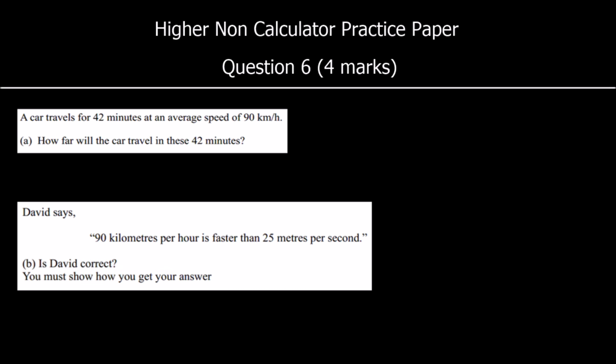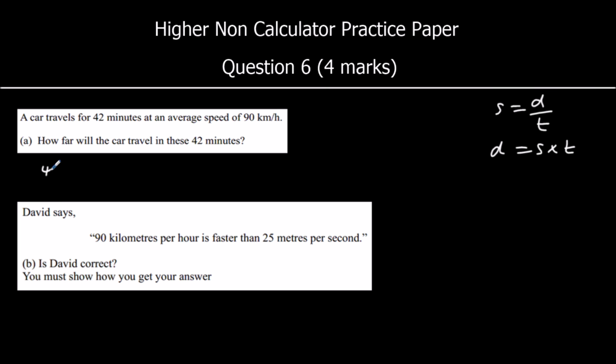Okay, one for you to try. So pause the video and give it a go. So we've got a car travels 42 minutes at an average speed of 90 kilometers per hour, and we're working out the distance. So speed is distance over time. So distance is speed times time. But again, we've got 90 kilometers per hour and 42 minutes.